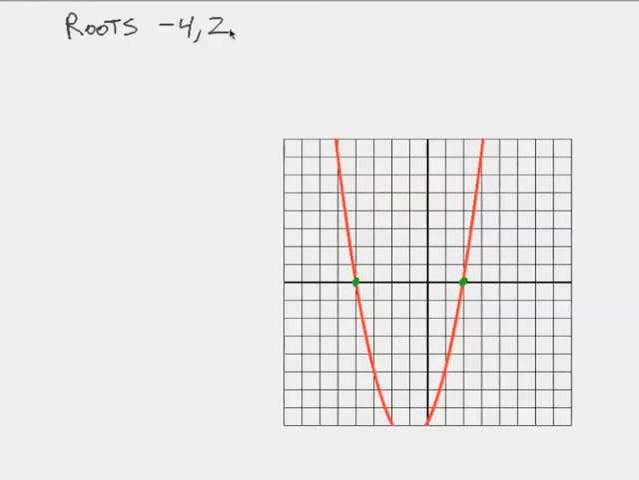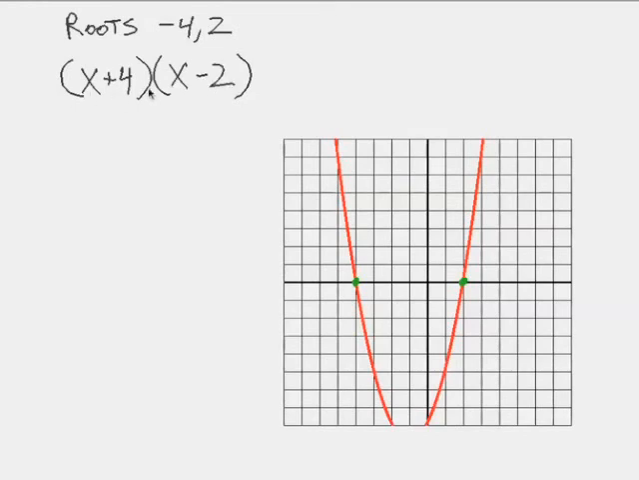And 2. So we can immediately now go to its factors, remembering that the numbers in the factors are always going to be the opposite of the roots, because that's the number we have to add to the root to turn the factor into 0. So my factors are going to be x plus 4 and x minus 2.